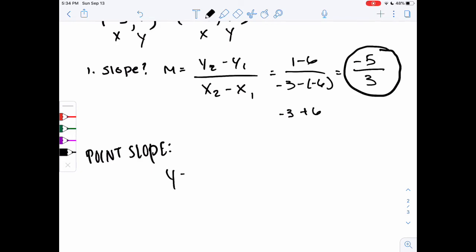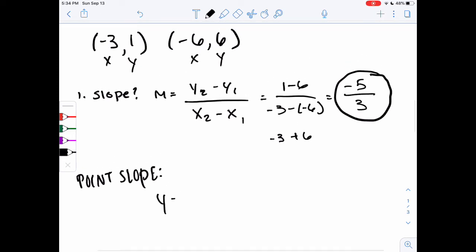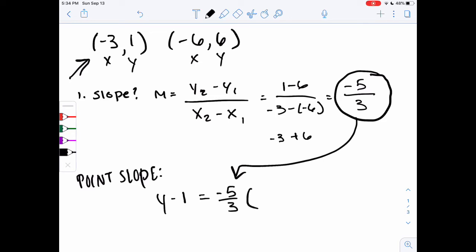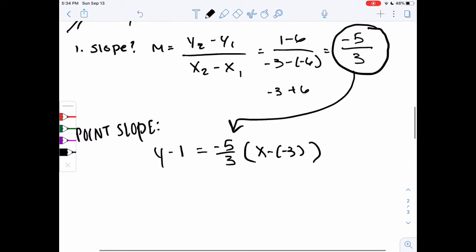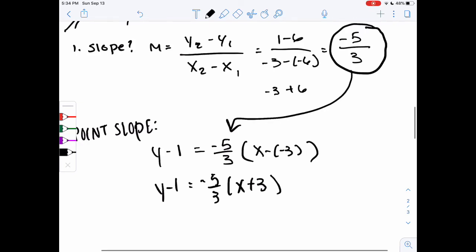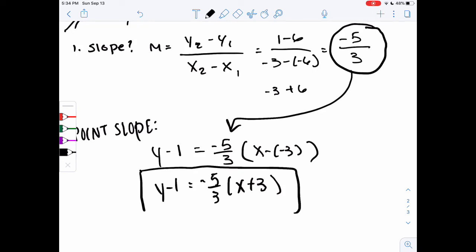I need to pick one of the ordered pairs from above. I'm just going to pick the first one. And right here, I'm supposed to plug in the y. I plug in the slope. And then I plug in the x. And so my final answer will be this. If your problem asks you to leave it in point-slope form, then you're done right here.